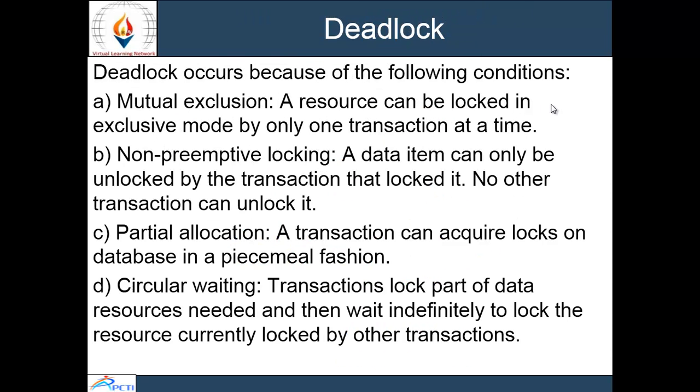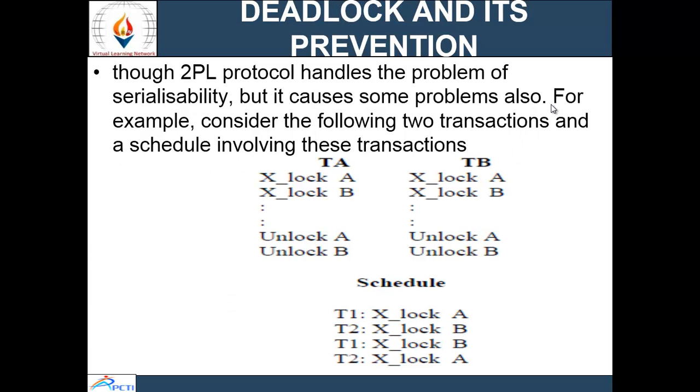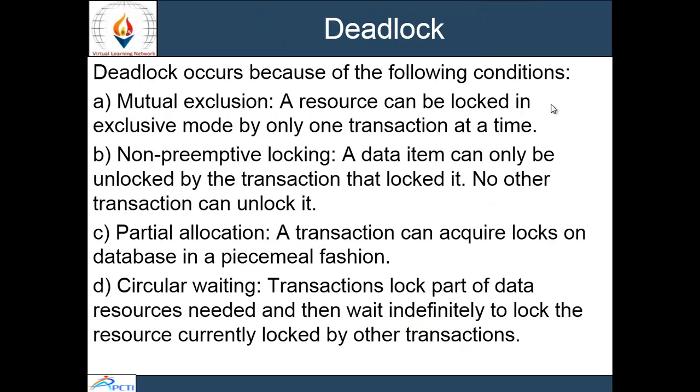Now, what is deadlock? Through the two-phase locking protocol, we can handle the problem of serializability, but there is another problem, that is deadlock. Deadlock occurs because of the following conditions. First is mutual exclusion, that is a resource can be locked in exclusive mode by only one transaction at a time, and if one transaction locks a particular resource in exclusive mode, then no other transaction can access it or even read it at that particular time.